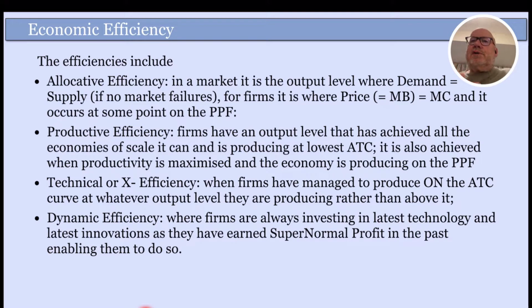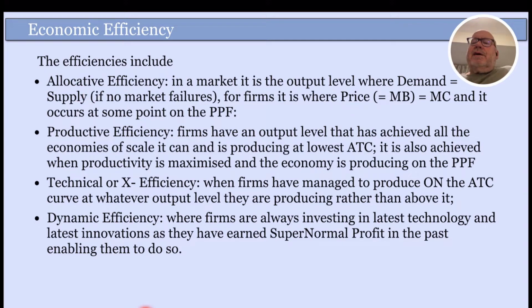There is another one in economics called Pareto efficiency, but I'm not going to talk about that in this one. These are the main ones that you look at in this section of the course when we're looking at the theory of the firm. So you've got allocative, productive, technical or X efficiency, and then dynamic efficiency. Now, it's likely you've come across these before.